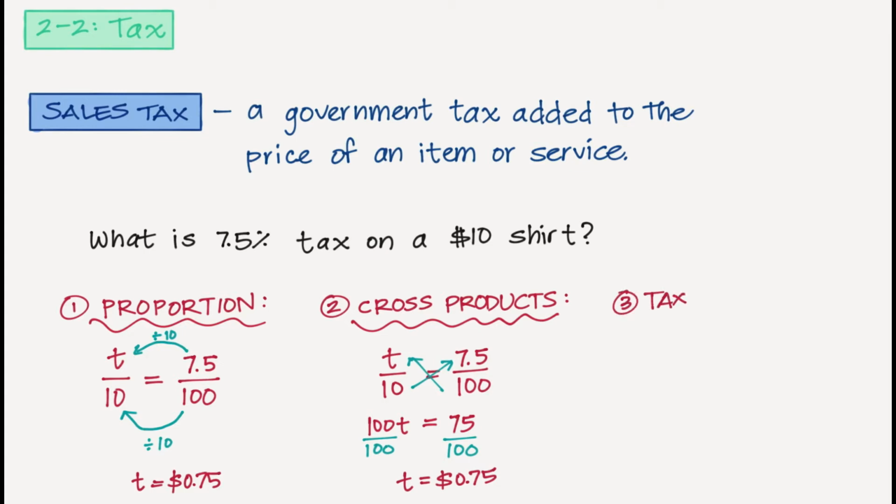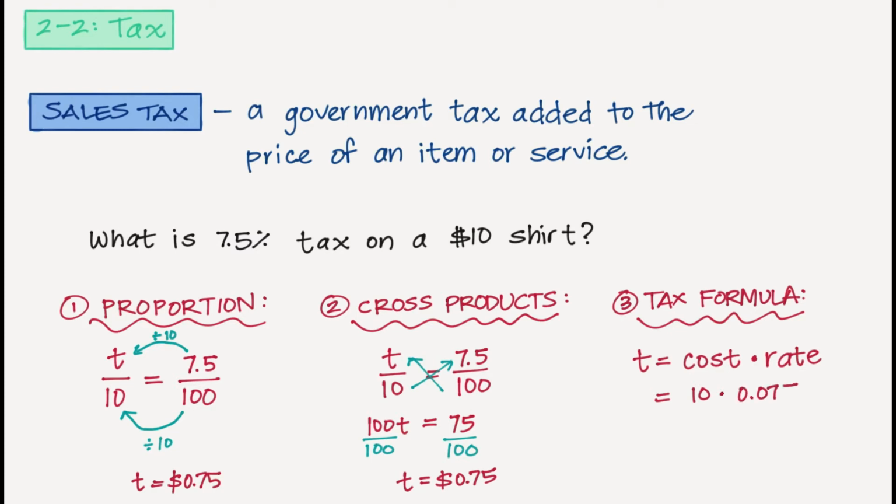The third strategy is just using a tax formula, okay? And so this formula is very straightforward. If you want to find the tax, again, I'll just call it T, we'll say. It is just the cost, so in this case it would be that $10, times the percentage rate, okay? Except I can't leave it as a percent, I have to turn it into a decimal. So for instance, 10 times, instead of 7.5, it would be 0.075. I move the decimal place 2 times to the left. And when I multiply those values, I get 75 cents.